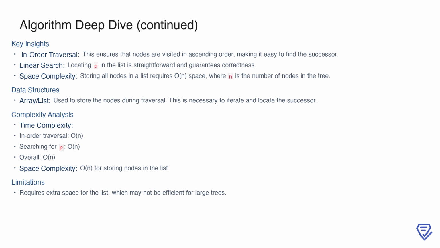When analyzing the time complexity, the in-order traversal itself takes O(n), and searching for P in the list also takes O(n). Therefore, the overall time complexity is O(n). While this solution is effective in smaller or medium-sized trees, the extra space required for the list can become a limitation for very large trees. This approach is not the most space-efficient, as the list doubles the memory usage, which can be problematic if the tree contains a significant number of nodes.